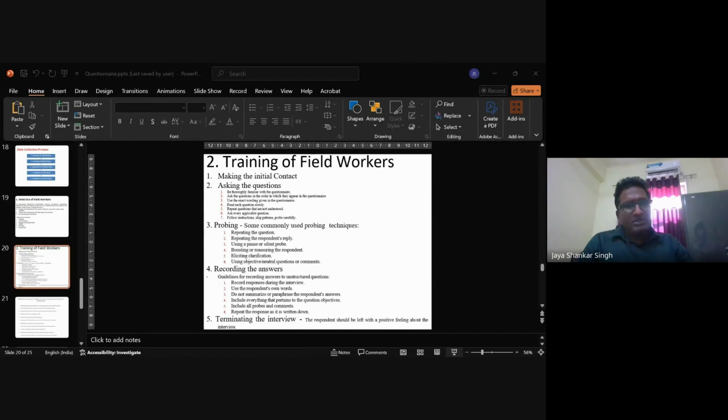And then comes the supervision of the field workers. Quality control, editing, sampling control, control of cheating, central office control. Any idea what is sampling control?